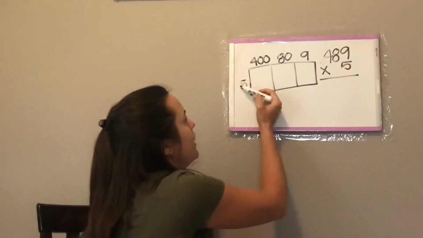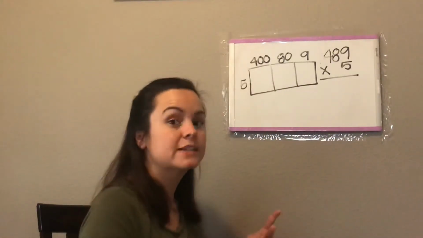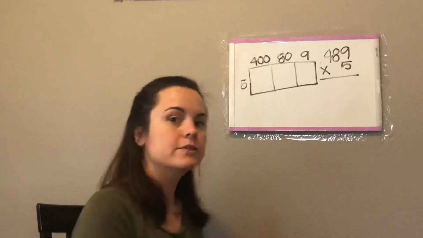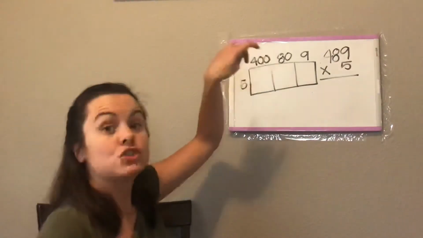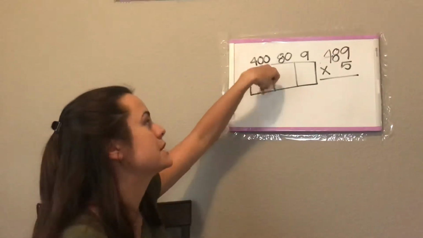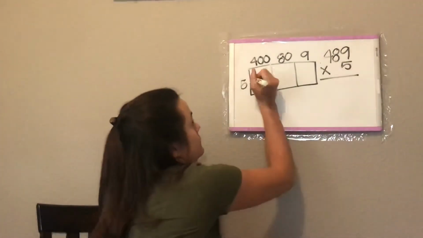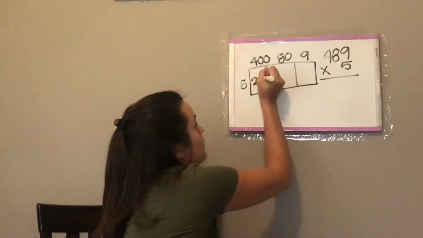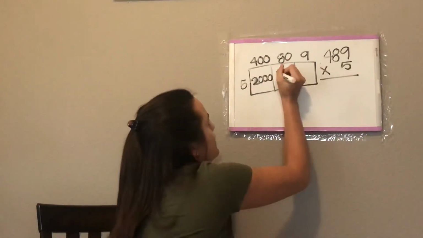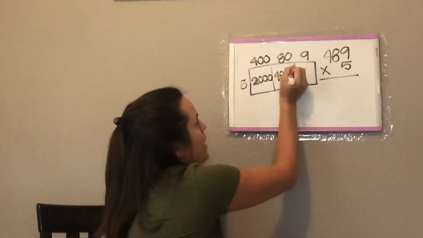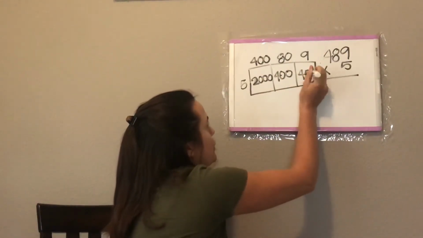So we have 5 times 400. The best way to help us start is this: we see a lot of zeros, and sometimes it can overwhelm us, so we just take 5 times 4, which is 20. And then we see that there are 2 zeros, so we just add the 2 zeros, so we get 2,000. And then we'll do 5 times 80. Well, we know that 5 times 8 is 40. Then we add that 0. And then 5 times 9, which is 45.